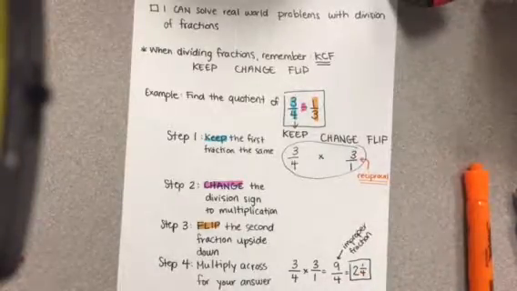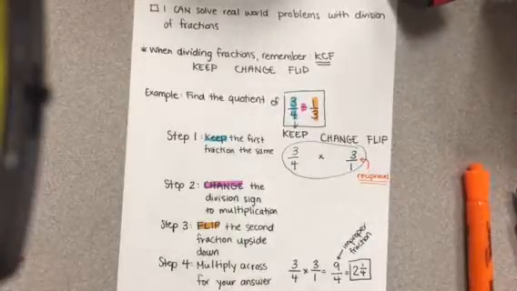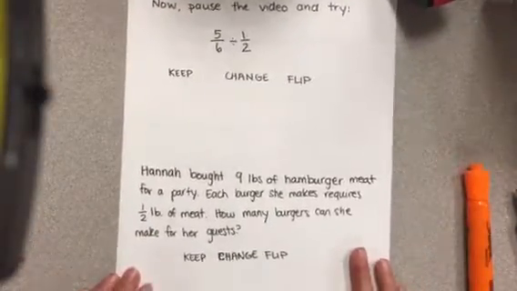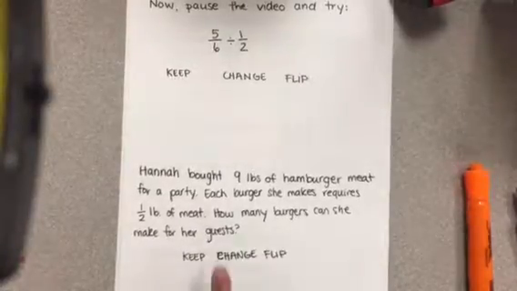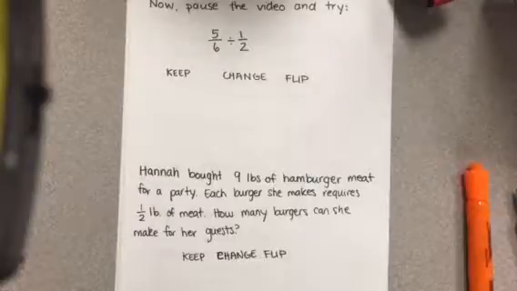So what I'd like you to do is, keeping these steps in mind, the KCF, keep, change, flip, pause the video and try these couple problems. 5/6 divided by 1/2. And try this problem here, actually a real world problem about Hannah buying some hamburger meat for a party. So take some time right now, maybe about 2 minutes, and try solving those on your own. When you're done, unpause the video and we'll go over those together.